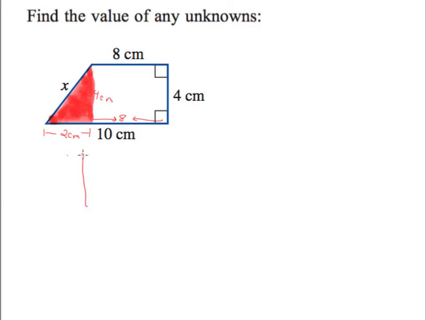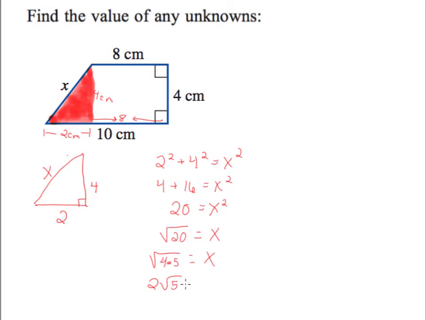To figure out the solution to this problem, I only need to look at this small right triangle of 4 centimeters by 2 centimeters, with x, the hypotenuse, as the missing side. So I use our Pythagoras Theorem, simplifying it down and solving for x.